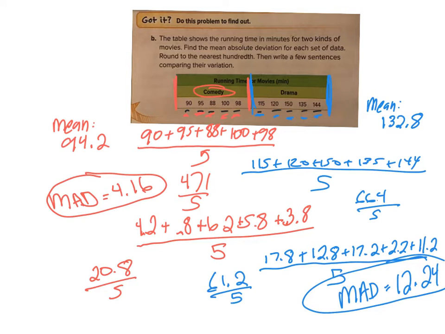So the comedy ones are closer together than the drama. The drama has a bigger separation between shorter and longer, whereas the comedies are all pretty close to about the same time, just a little bit different. Okay, so that's one way that you do it, comparing. Let's do one more.